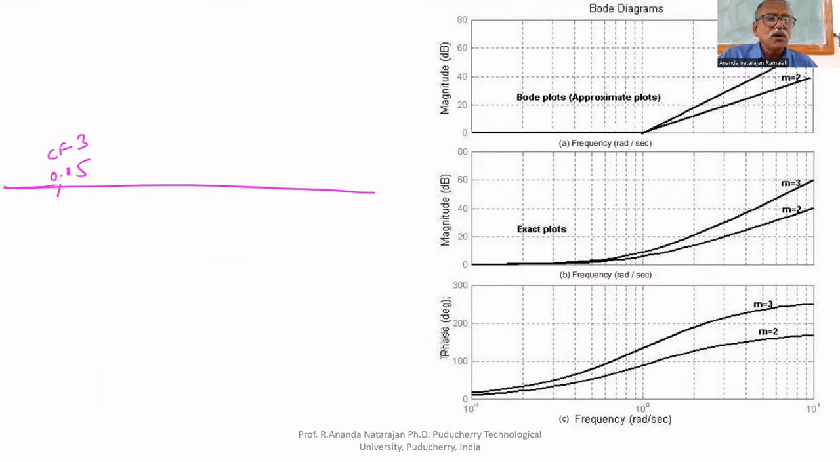Up to this, it is 0. After that, it decreases at the rate of minus 20 dB per decade because it is in the denominator. It is 1 by 20s plus 1. For that, the corner frequency is 1 by 20, equal to 0.05. Up to the corner frequency, it is 0. After that, it decreases 20 dB per decade.